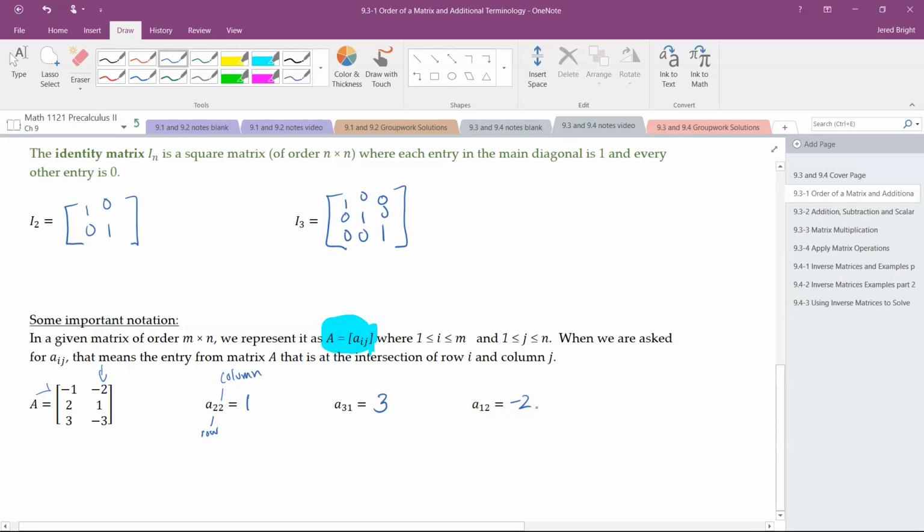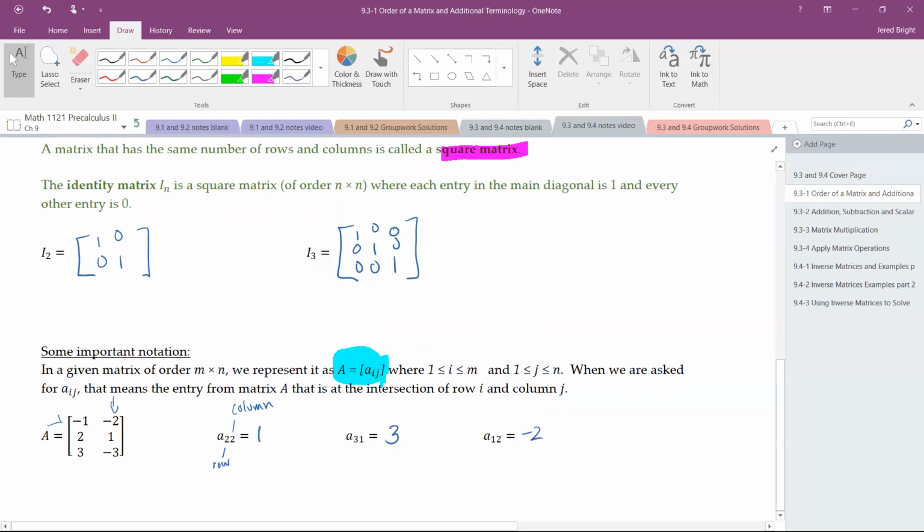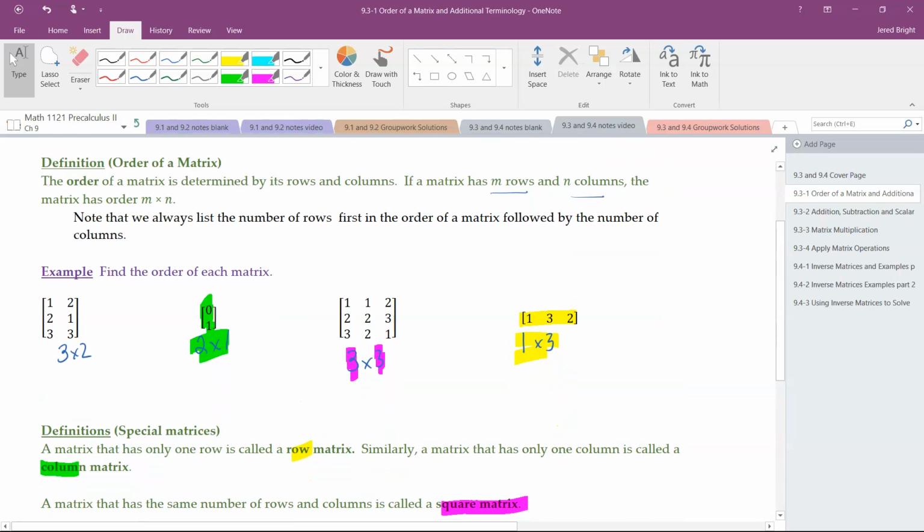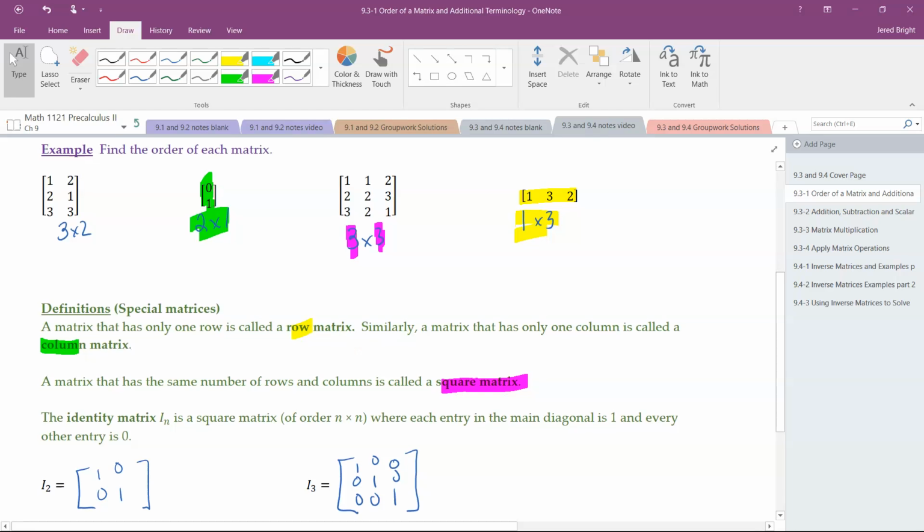All right, so just be aware of that notation as well as all the different language here. We will be talking about order specifically in probably every single video from here on out when we talk about matrices. So it's a very important concept that we get the order of the matrix down and then also be familiar with these other terms.